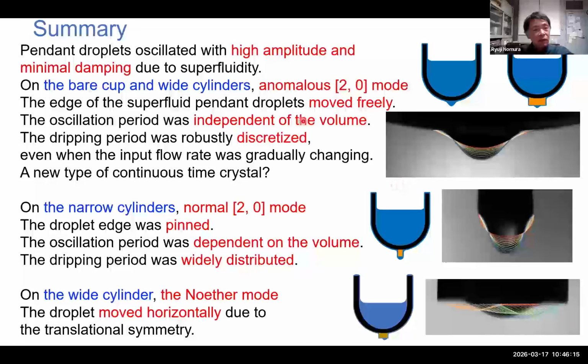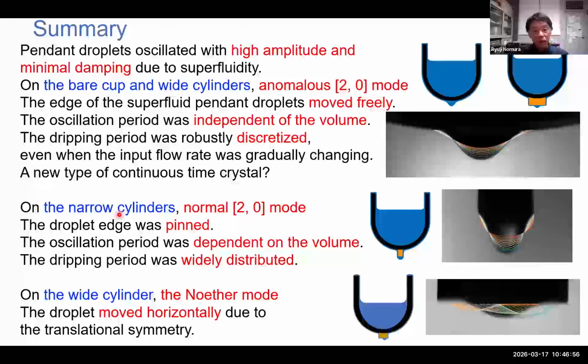Okay, this is my summary. I observed the superfluid pendant droplet, and they oscillate with high amplitude and minimum damping due to the superfluidity. For the bare cup and wide cylinders, each pendant droplet moved freely, and it shows an oscillation period independent of the volume. This is quite different from the classical fluid, so I call it anomalous. And the dripping period was robustly discretized, which is also different from the behavior of water.